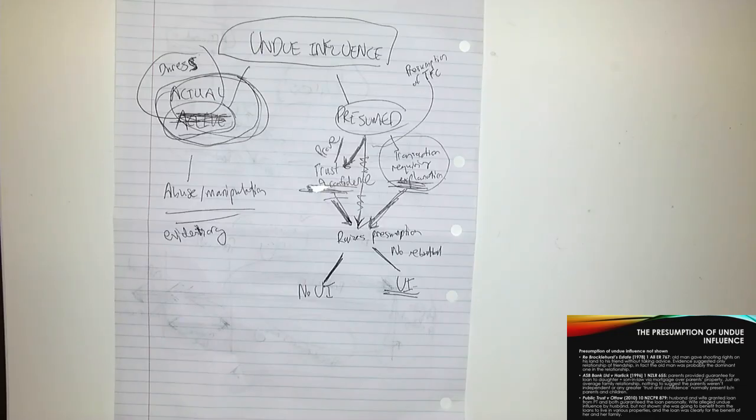So in Brocklehurst Estate, the question was, an old man gives shooting rights on his land to his friend without taking advice, and there was no undue influence there. There was no presumption because this was only a relationship of friendship, so there's no trust and confidence. If anything, it's probably the alleged victim who was the dominant one.